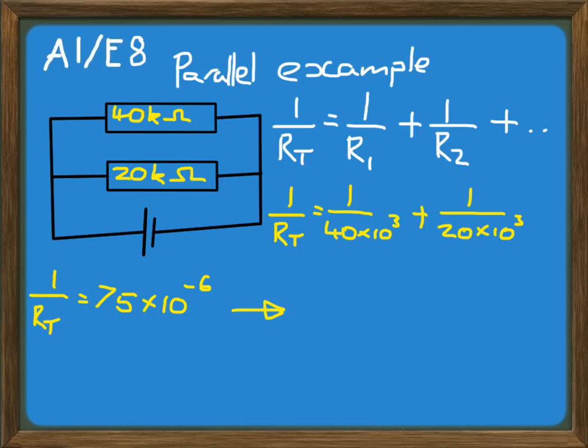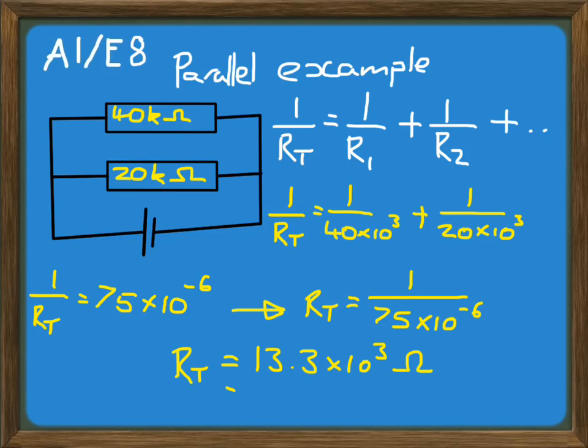to the minus 6. However, we don't want 1 over RT, we want RT. So we must do the reciprocal of this, giving us 1 over 75 times 10 to the minus 6. If we put this in a calculator, we get the total resistance is equal to 13.3 kilo ohms.